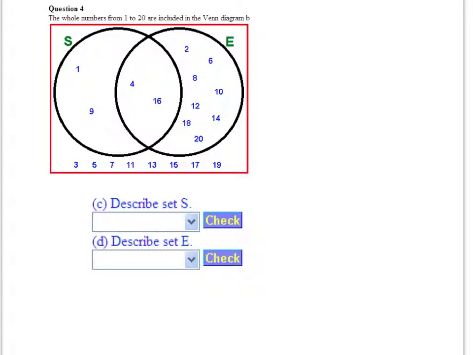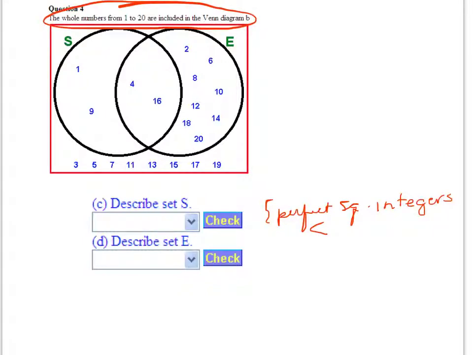So this is a little bit different type. It's just asking you to describe set S. So if we look up there at S, did you come up with, that would be the perfect square integers, let's say, less than 20. So again, if you look at the original, it says the whole numbers from 1 to 20 are included in the Venn diagram. So I'd say that set S is the perfect square integers less than 20.